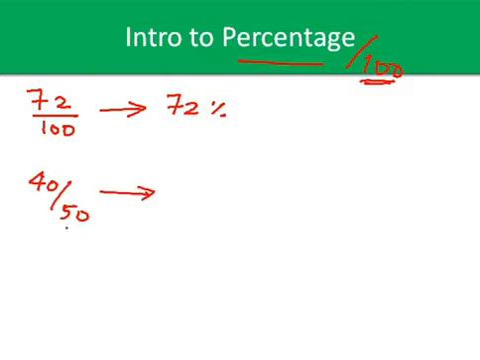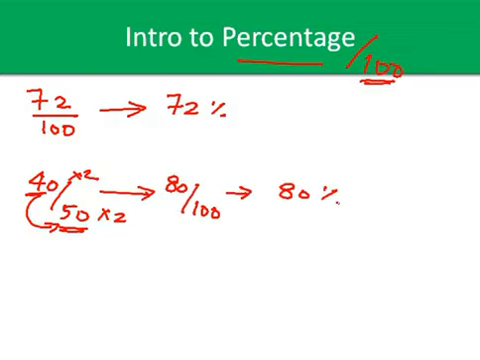Let's take a person who is scoring 40 marks out of 50. Here, if the student gets 40 out of 50, what will he score for 100 marks? So times 2 here, times 2. So he'll be scoring 80 out of 100. So what is his percentage of marks? 80 percentage.